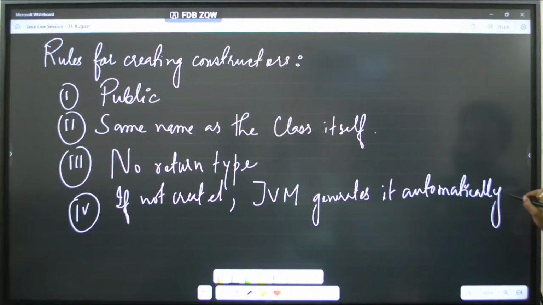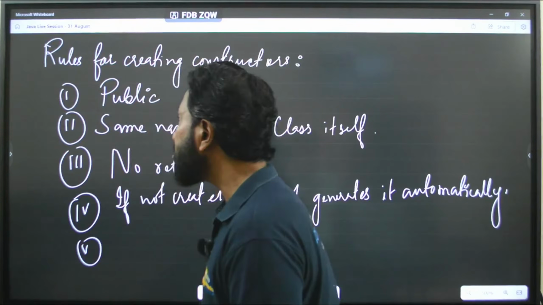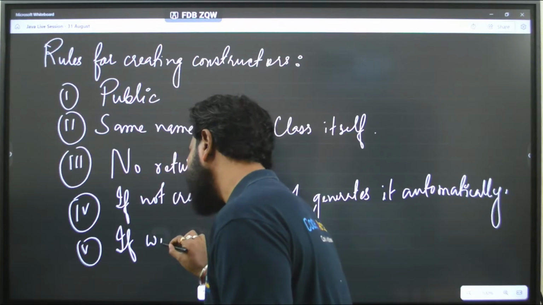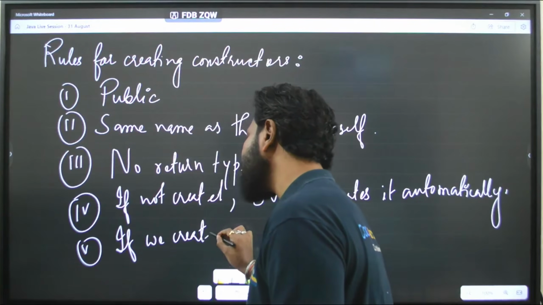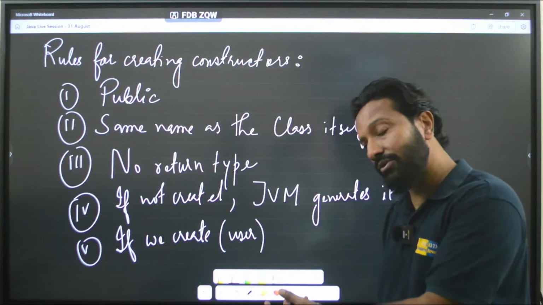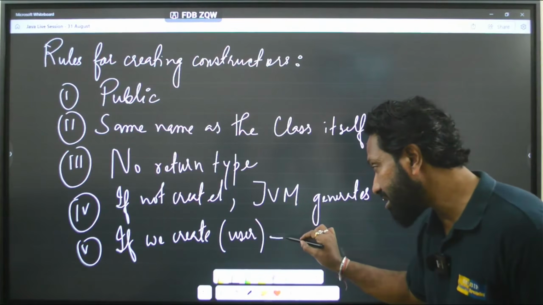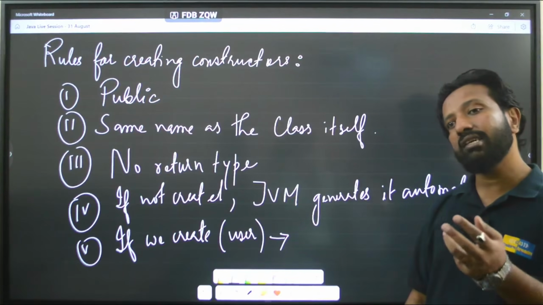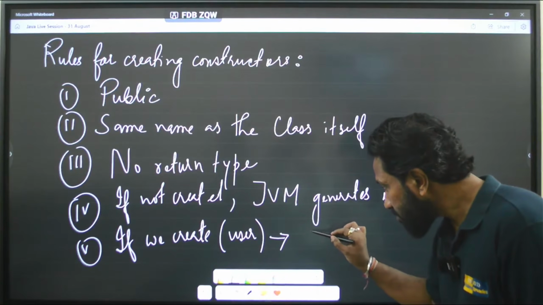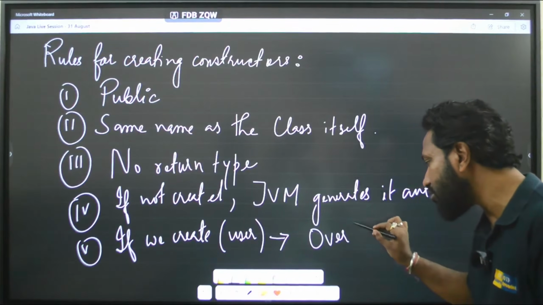But if we create it, what happens now? If we create, we in the sense, who is we? The user, the developer, the person who is writing the code. If he creates it or she creates it, in that case, there are two things that we have to remember. That is actually called a principle called overloading.